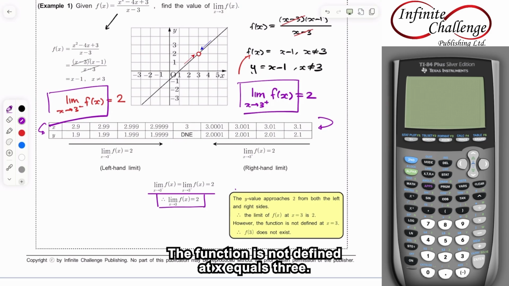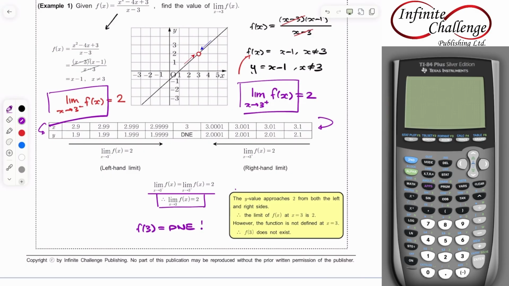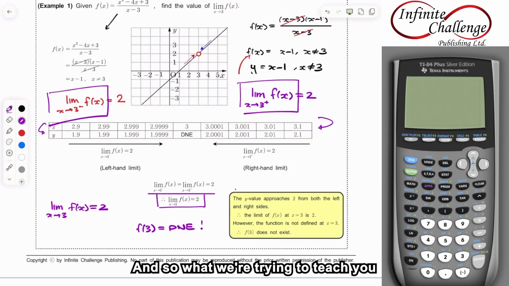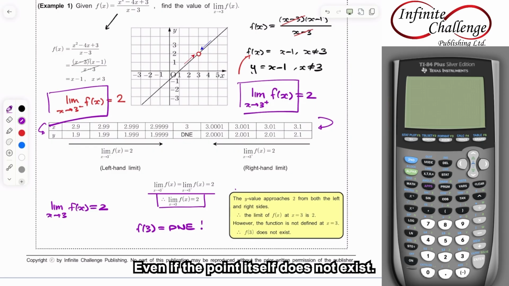However, do keep in mind that the actual function itself does not have a value at x equals 3. The function is not defined at x equals 3. And so if I plugged it in, f of 3 does not exist. But the limit as x approaches 3 of f of x does exist, and it's 2. And so what we're trying to teach you is that we can explain the behavior of the graph surrounding a point even if the point itself does not exist.